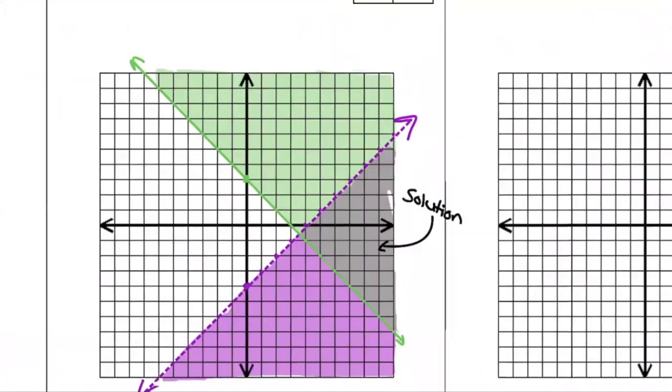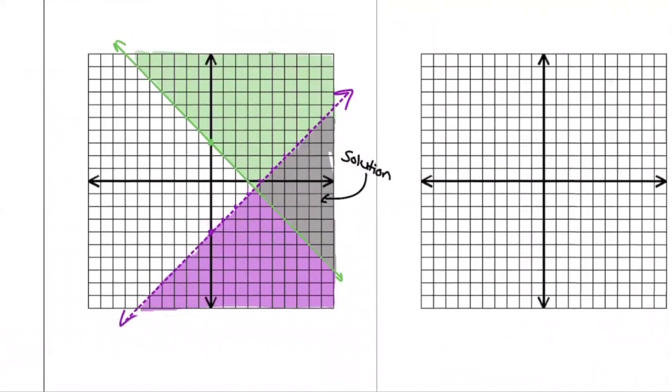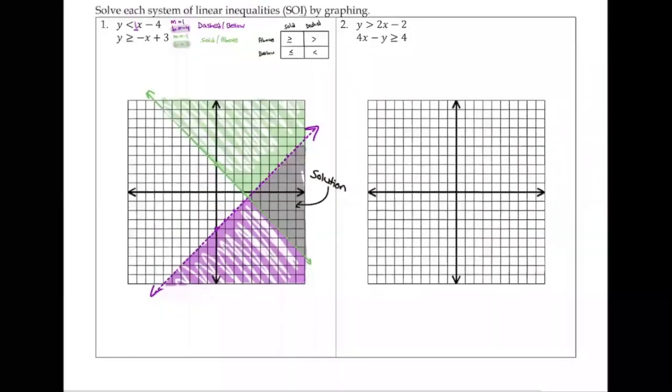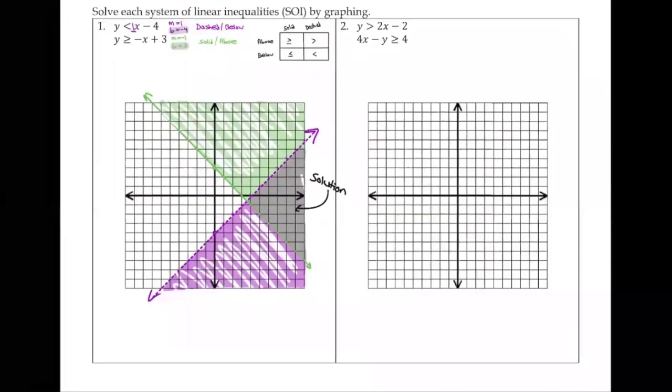So really, whenever you're shading, you actually don't even technically have to shade your other regions if you don't want to. If you don't want to color this area at all, or this area at all, and you only want to color the solution area, you can do that if you'd like. All right, so that's all you're doing for that. You're just identifying the solution area.